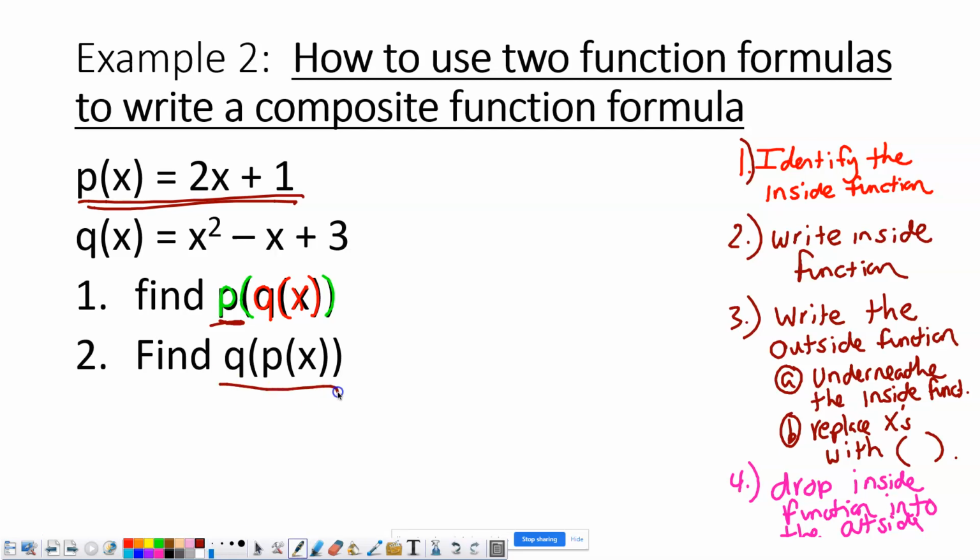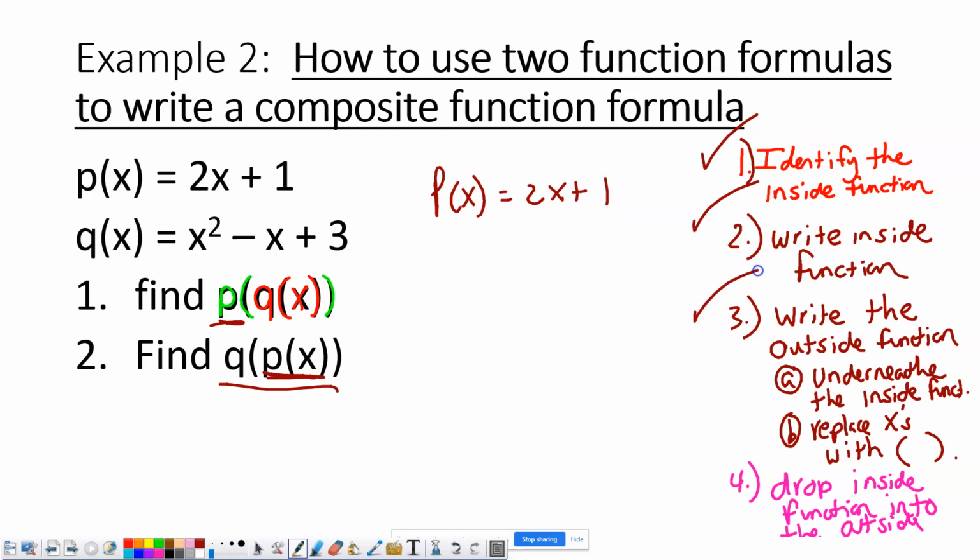So now I'm going to ask questions, and as I ask them, I want you guys to think about the answers. So step 1, identify the inside function. What is the inside function? You have 2 choices, P and Q. The answer is P because it's inside the parentheses. So step 2, write the inside function. So what would I write? You would write this. Just write the inside function. No tricks or turns there.